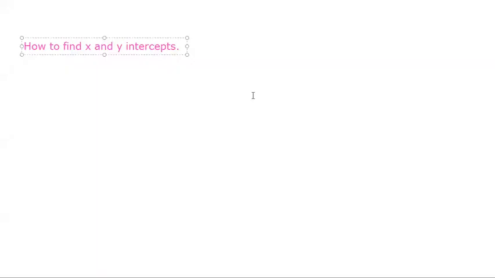Alright, dito sa ating second hour, I'll teach you how to find x and y intercepts. Intercepts means it's a place in a Cartesian plane where the line passes through the x or the y axis.